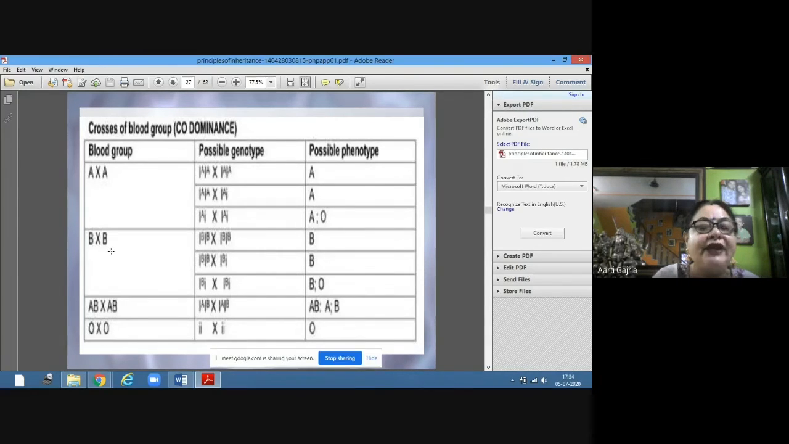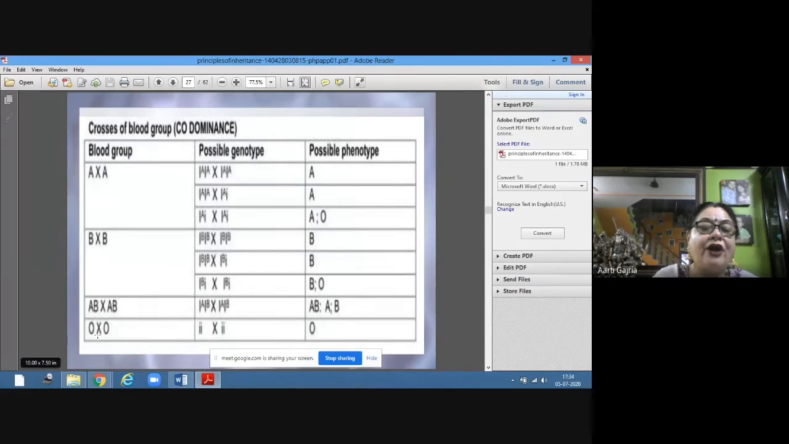Now in B and B, what are the possible genotypes? IBIB, IBi, IBi and IBi. So if the parents are having this combination, the child can have B or O blood group.